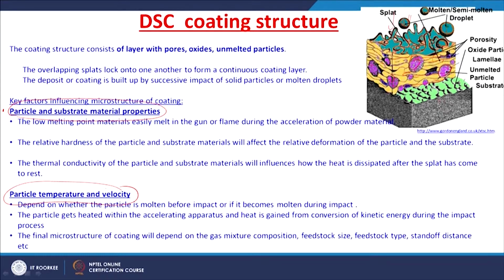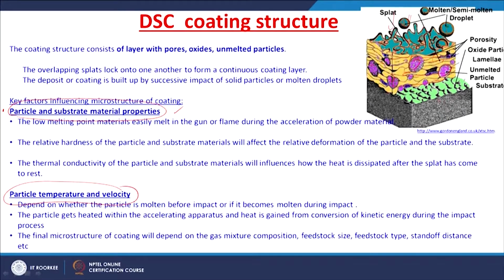Particle, substrate and material properties: the low melting point materials generally melt easily in the gun or in the flame during the acceleration of the powder material, right. So, the material property, that is melting point, is very important, and another important property is the relative hardness of the particle and the substrate. If you know the particle hardness and the substrate material hardness, the relative hardness of the particle to the substrate will affect the relative deformation of the particle and the substrate.